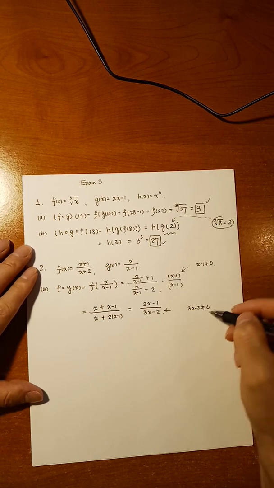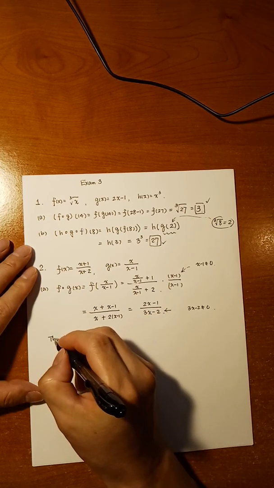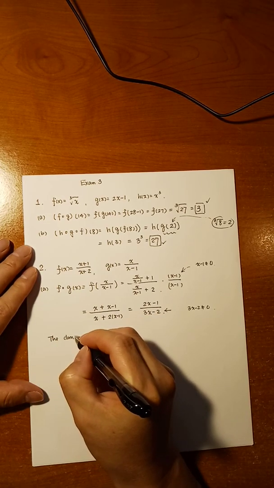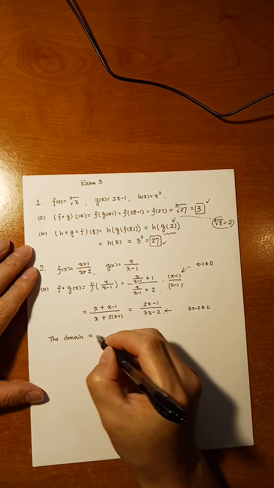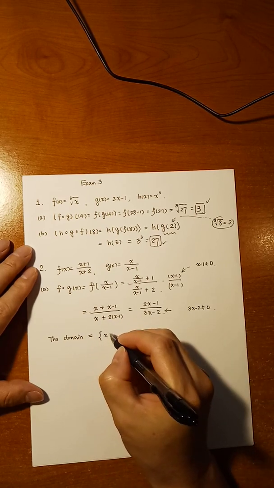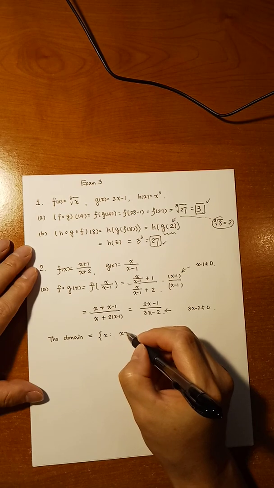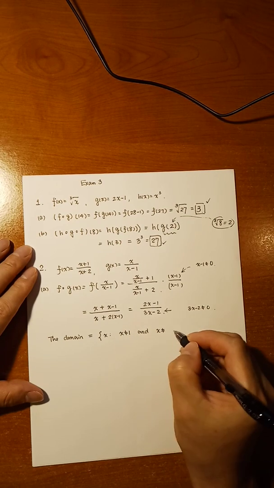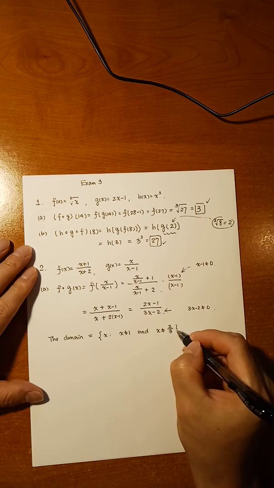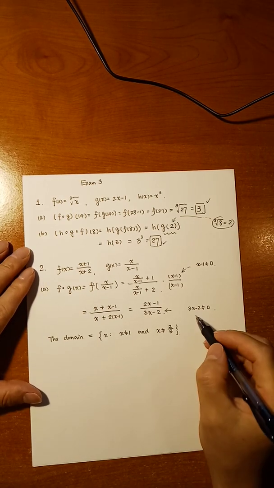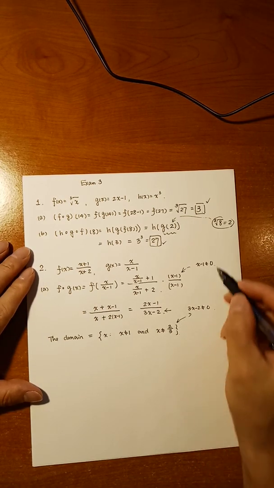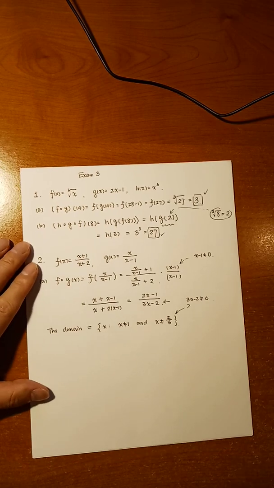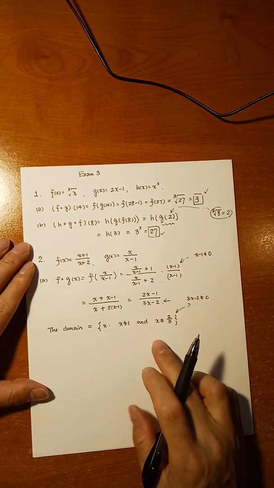Right? So combine these two things. The domain is the set of all real numbers, x is not equal to 1 and x is not equal to 2/3. 2/3 comes from here. x not equal to 1 comes from here. All right? So you have to give me the domain.